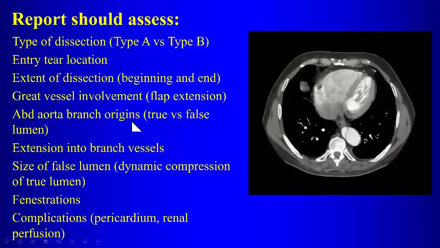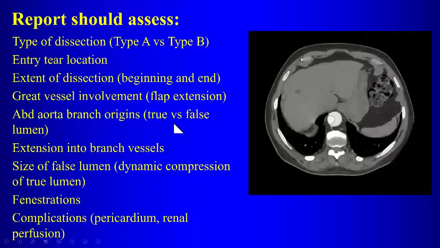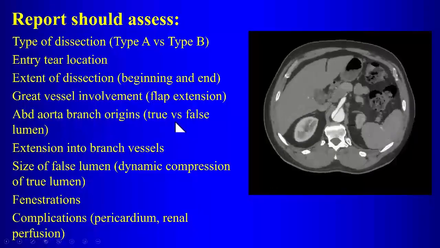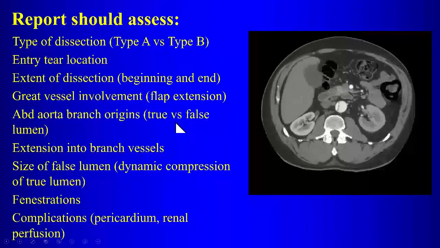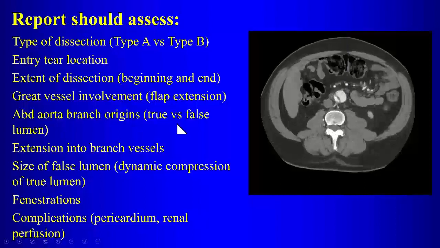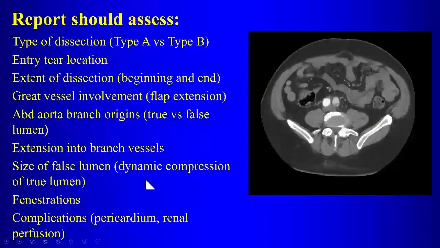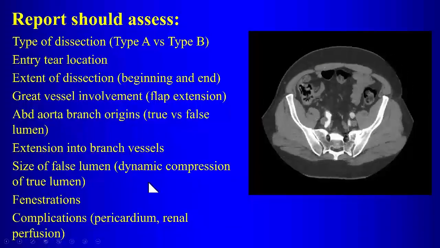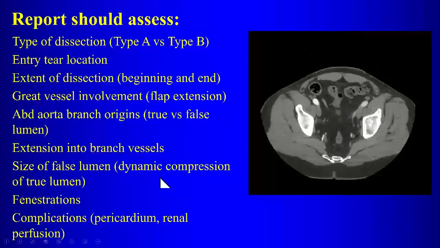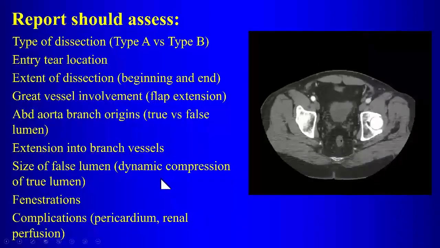And then the abdominal aorta branches, which originate from the true lumen, which originate from the false lumen. Is there any extension of dissection into branch vessels of the abdominal aorta? The size of the false lumen, is the false lumen significantly compressing the true lumen? That can result in perfusion abnormalities, especially within the abdomen to the bowel.